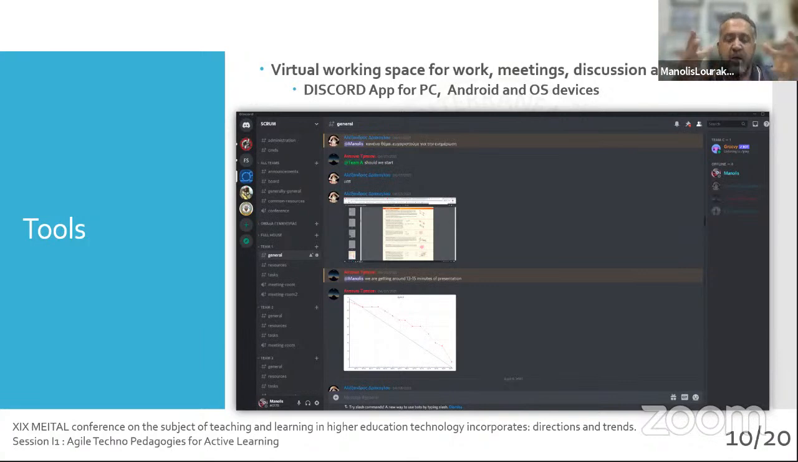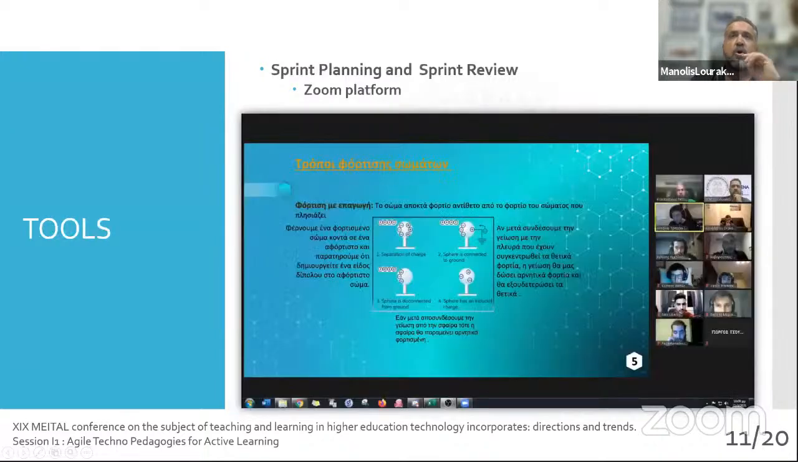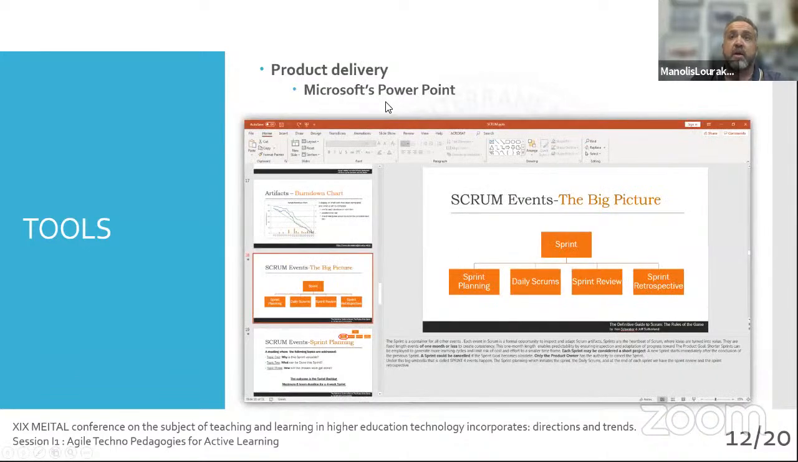So the tools we used: the students decided on all the tools on their own, by conferring with us. For the virtual space, for meetings, exchanging ideas, exchanging materials, and talking to each other in groups or collectively, we used Discord. It's an open source application, publicly available for Android and iOS devices. For the meetings, sprint planning, sprint review, and sprint retrospective, we usually used the Zoom platform. For the delivery of the product, the presentation of their work, they preferred PowerPoint because the majority of the students were already familiar with it.